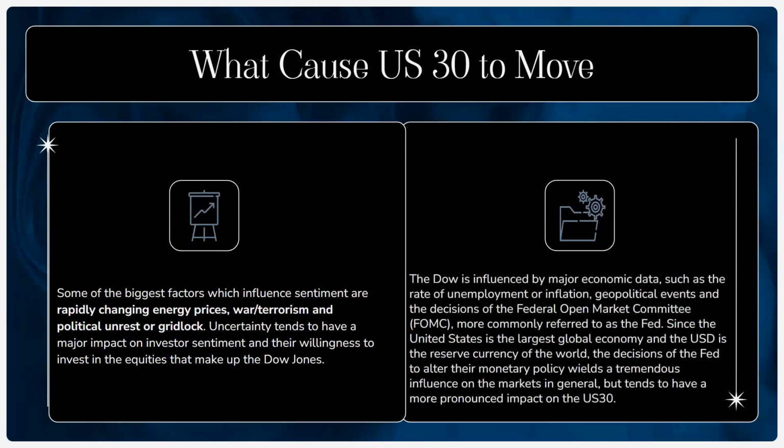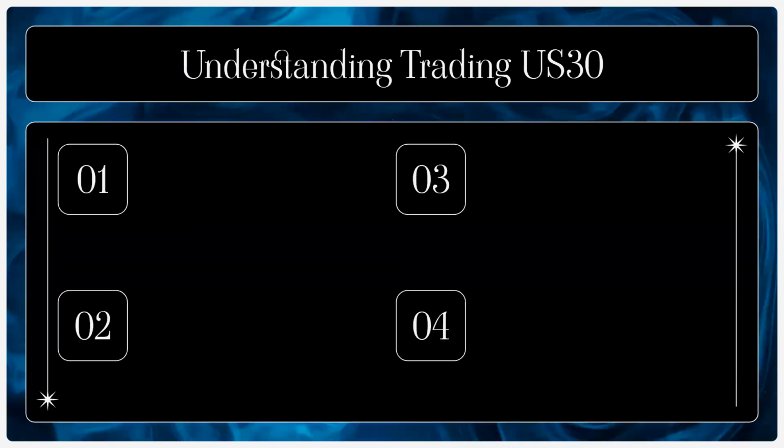The Dow is influenced by major economic data, such as the rate of unemployment or inflation, geopolitical events, and the decision of the Federal Open Market Committee, more commonly referred to as the Fed. Since the United States is the largest global economy and the USD is the reserve currency of the world, the decisions of the Fed to alter their monetary policy wield a tremendous influence on the markets in general, but tend to have a more pronounced impact on the US 30.